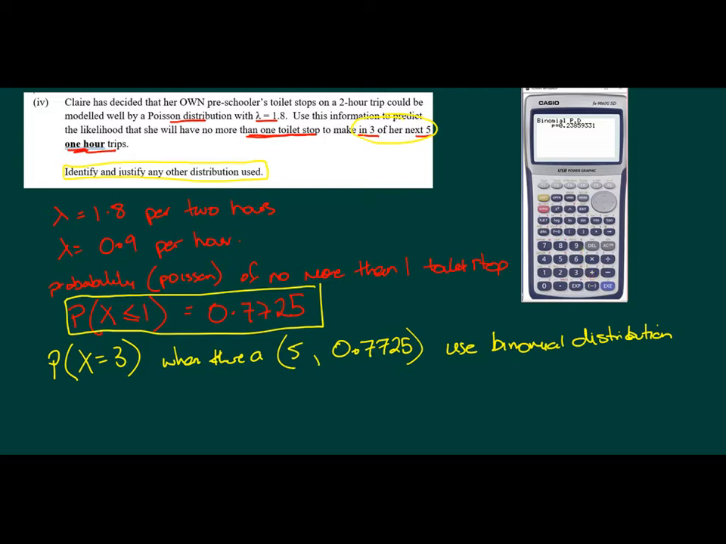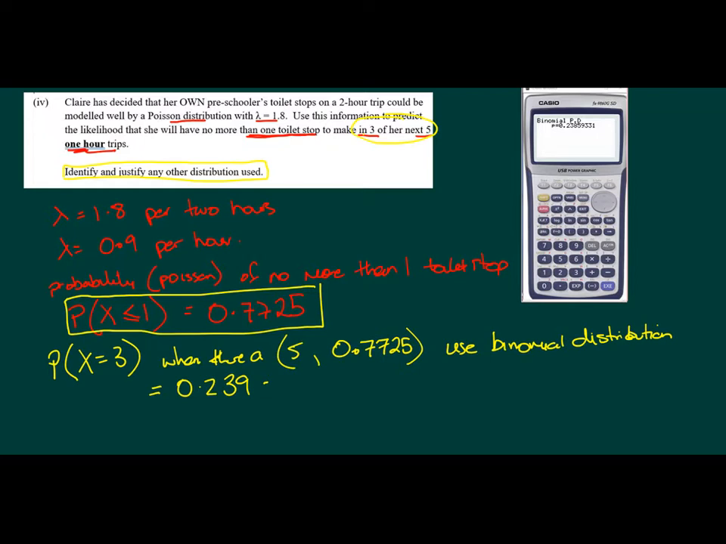So what that's telling us is that using the binomial distribution will give us a probability of 0.239, really. 239, that is the probability that Claire's daughter will have no more than one toilet stop in 3 out of the next 5 one-hour trips. So what does all this mean? I mean, it's asking, that we've identified and we've figured it out, we've worked it out, we've predicted the likelihood.